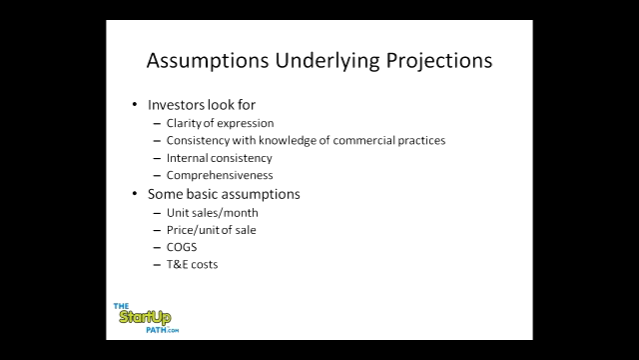And you want to be comprehensive. So you want to make sure that you have all of the potential revenue streams accounted for, you have all the different cost items accounted for in your basic assumptions that you make. So here are some examples of basic assumptions. How many units are you going to sell per month? What is your price per unit of sale? What are your costs of goods sold, for example?